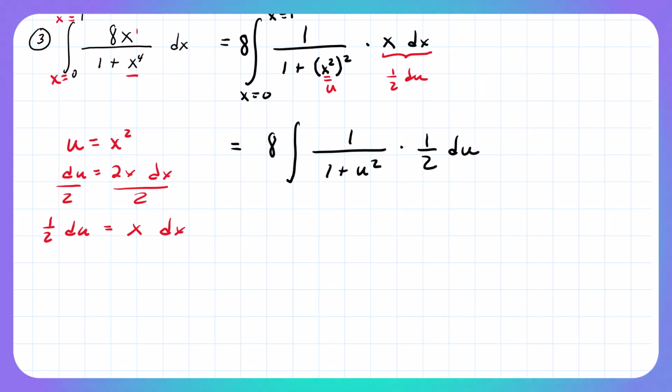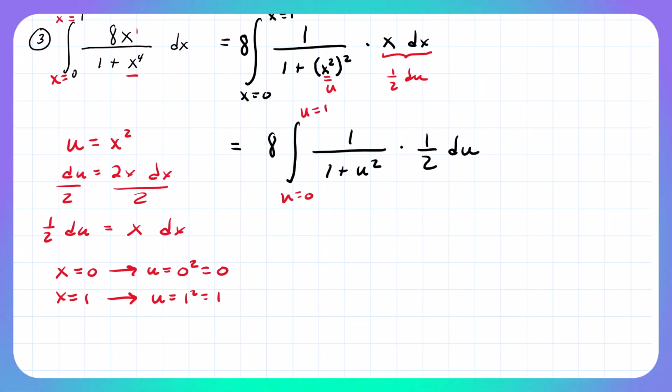While making all my substitutions, I'm going to substitute on the bounds too. So if x equals 0, then u is just 0 squared or 0. And if x equals 1, then u equals 1 squared or 1. And so I can make those substitutions. So this is u equals 0 and u equals 1. And now let's go ahead and pull out that 1/2 as well.